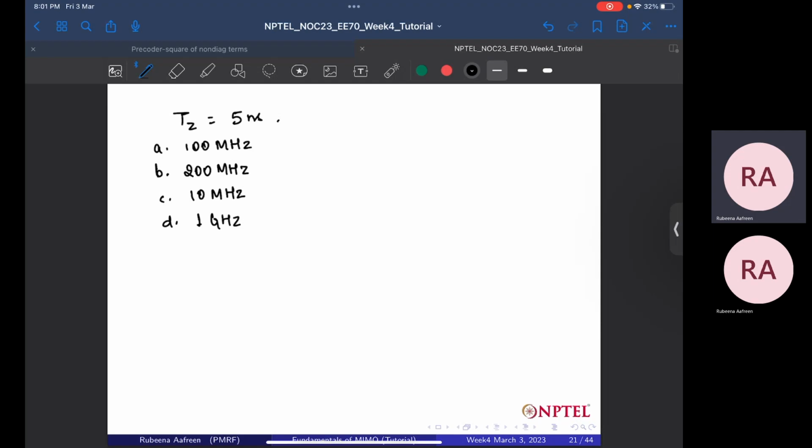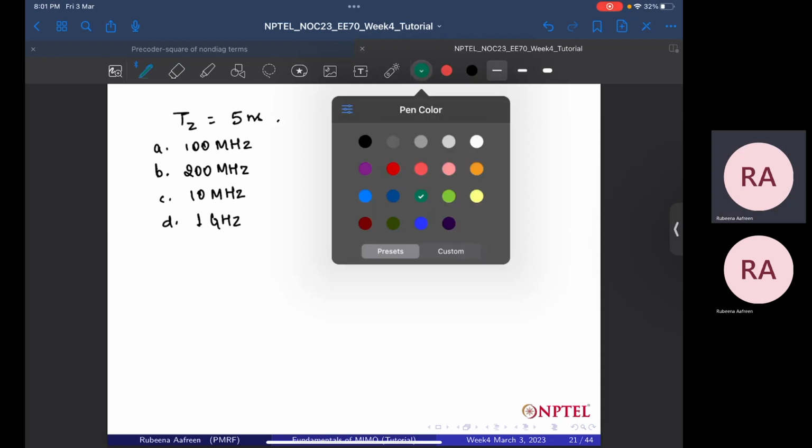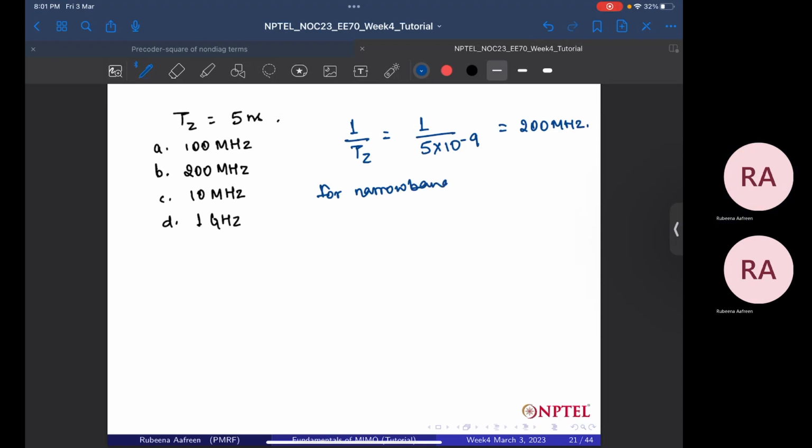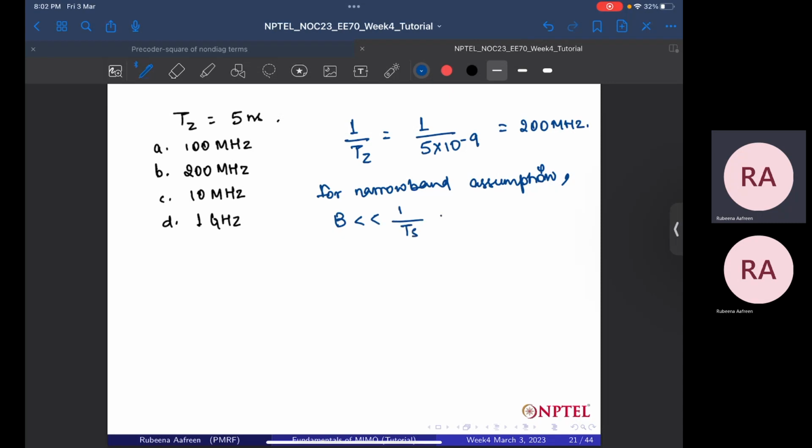So we have Tz as 5 nanoseconds. 1 upon Tz we can calculate as 1 upon 5 into 10 to the power minus 9, that is 200 megahertz. So for the narrowband assumption, we know that B should be much less than 1 upon Tz. We see the options. In these options, option C is much less than 1 upon Tz. So the most likely answer would be option C.